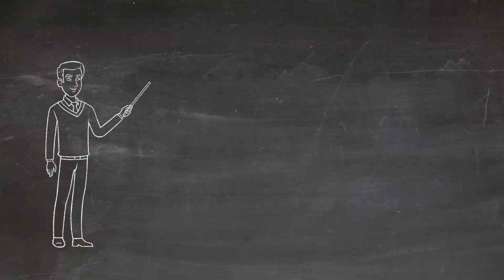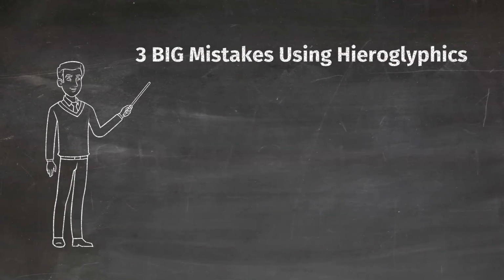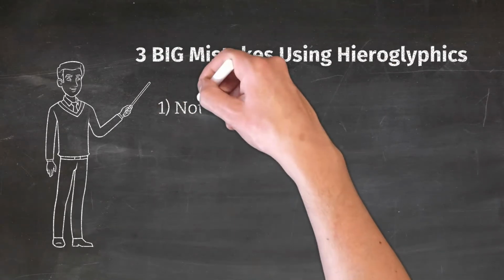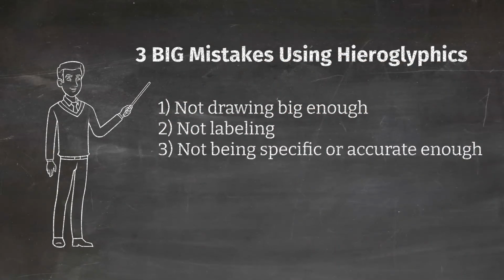One more quick tip about hieroglyphics. There are 3 big mistakes that students make when using hieroglyphics. That is 1, not drawing big enough, 2, not labeling, and 3, not being specific or accurate enough. So make sure you don't make those mistakes.